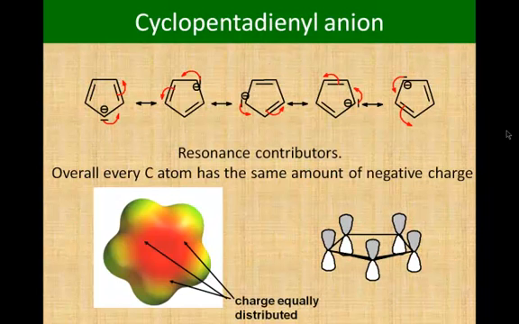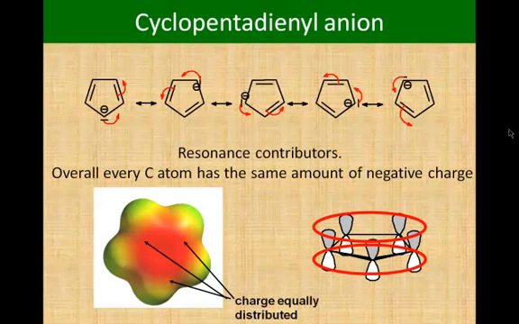So we can delocalize that negative charge from the cyclopentadienyl anion throughout the ring by drawing several resonance structures. And if we look at the electron density map, we can see the charge is equally distributed throughout the ring. And like benzene, all of the p orbitals are overlapping, giving us a cloud of electron density above the ring and a cloud of electron density below the ring.